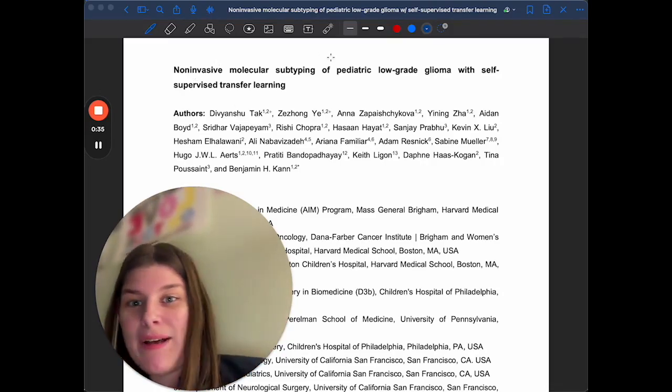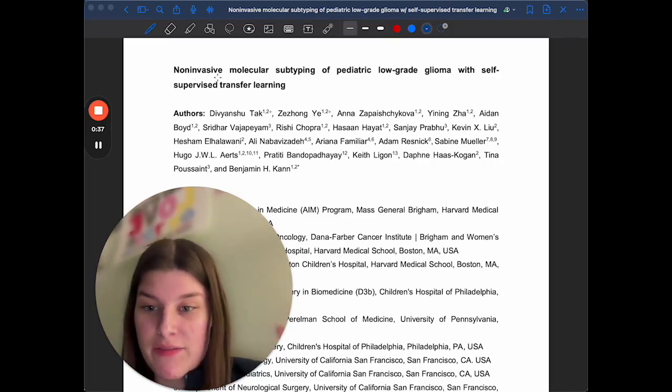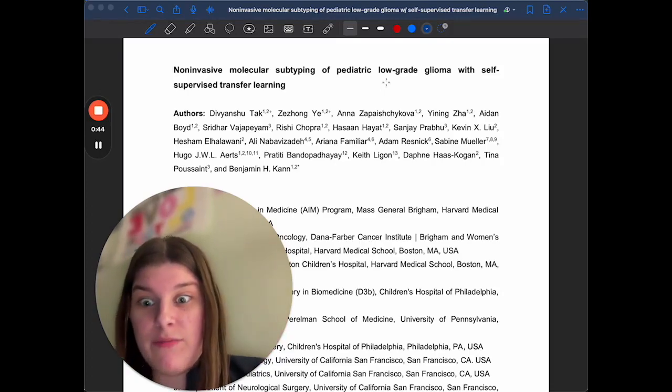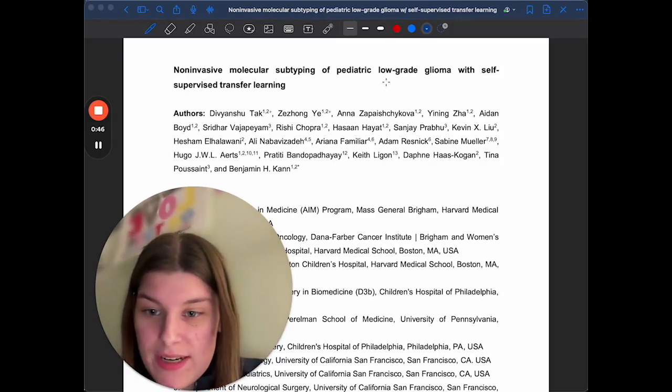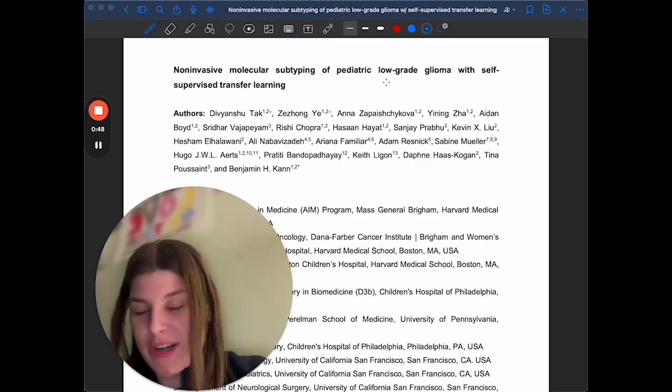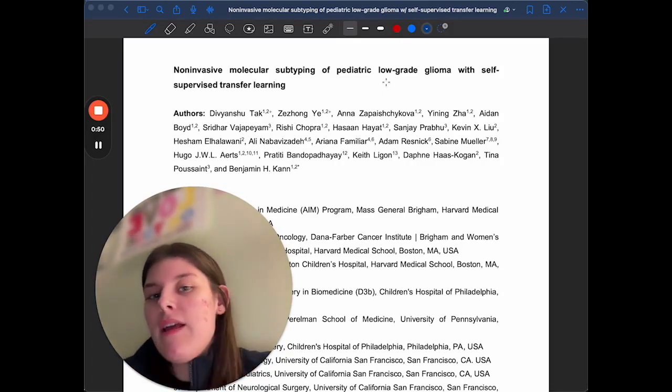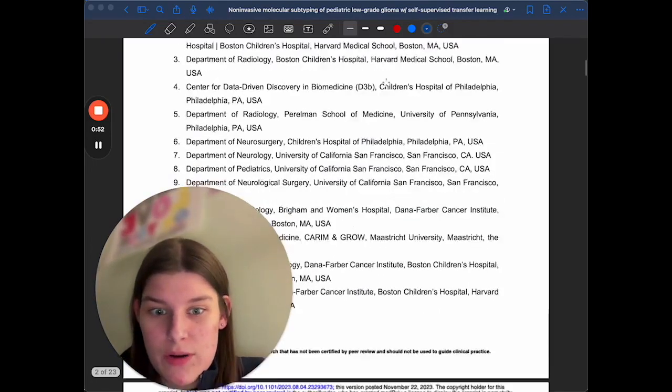As you can see, this is all about non-invasive molecular subtyping. It shows how we can do this in different machine learning environments. There's self-supervised learning, and then there's transfer learning through the self-supervised learning approaches, but we'll dive into that more.